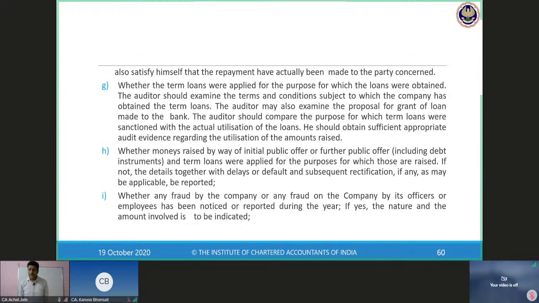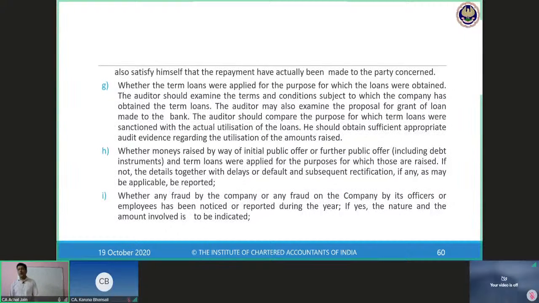Whether the money is raised by way of IPO or further public offer, including debt instruments, and the term loans were applied for the purposes for which they were raised. Again, it's a similar sort of thing. So this is again required to be assessed by the auditor.